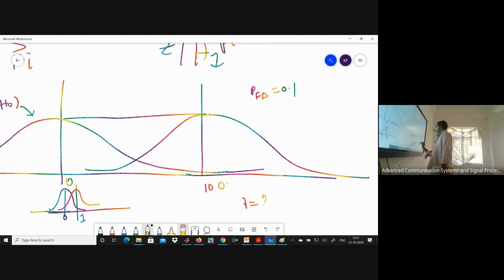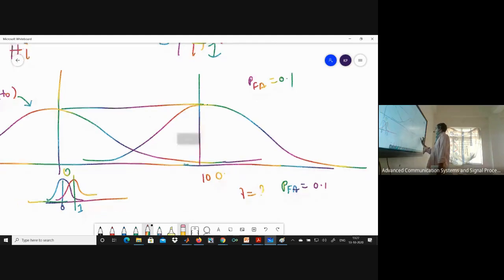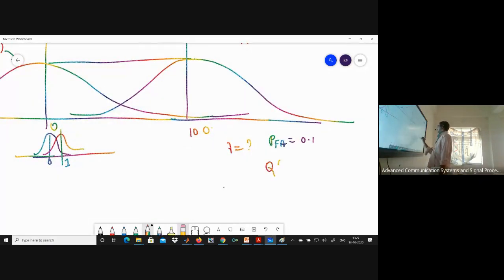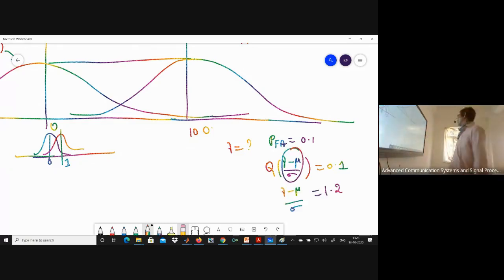Gamma is equal to how much for the probability of false alarm equal to 0.1? That means Q of (gamma minus mu)/sigma should be equal to 0.1. What value will that give? Last time when we calculated this, (gamma minus mu)/sigma came out to be 1.29. That's what we observed in the previous case.